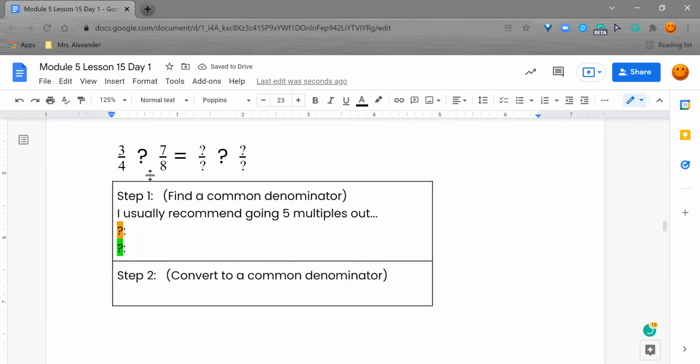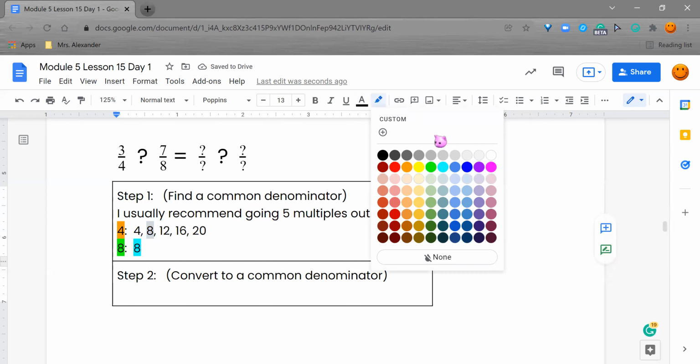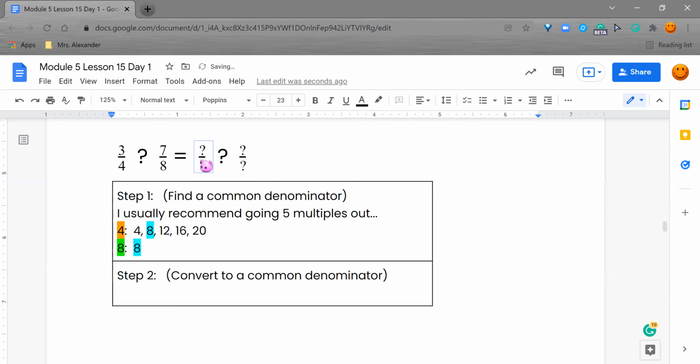Let's look at one more. We have 3/4 and 7/8. Yes, we're going to put our 4 here in our orange and our 8 in the green. I'm going to go ahead and do my multiples of 4: 4, 8, 12, 16, 20. And now it's time to do our 8, you guys. 8. Yes, we can stop right here because they both have 8. So I'm going to quickly highlight the 8 so that we know that 8 is our common denominator. I'm going right up here so that I can mark that 8 is my common denominator, you guys.